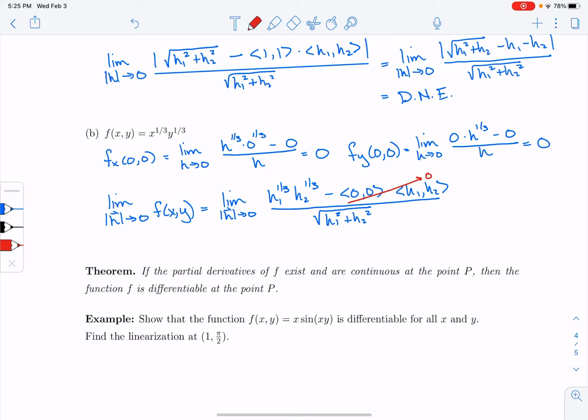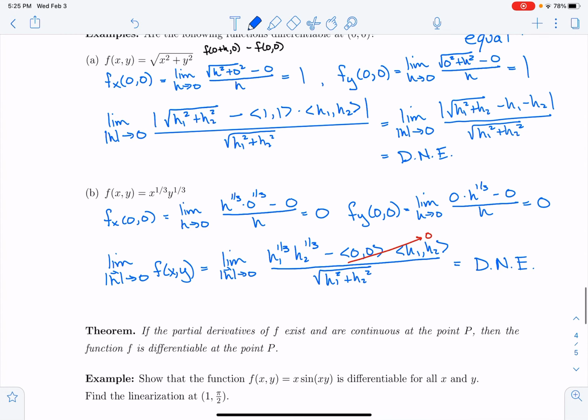Here, this piece is 0. So now we're looking at the limit of h1 to the 1/3, h2 to the 1/3 divided by the length, the square root of h1 squared plus h2 squared. Again, you can show that that limit does not exist. So neither one of these functions is differentiable, even though the partial derivatives we saw existed, at least if we were using the limit definition.